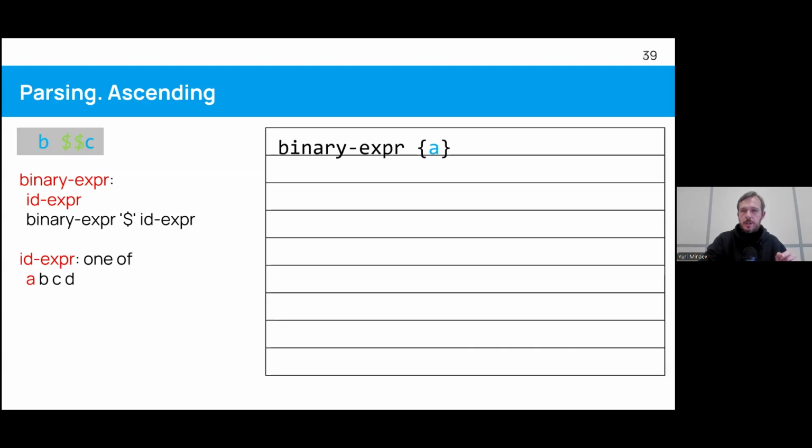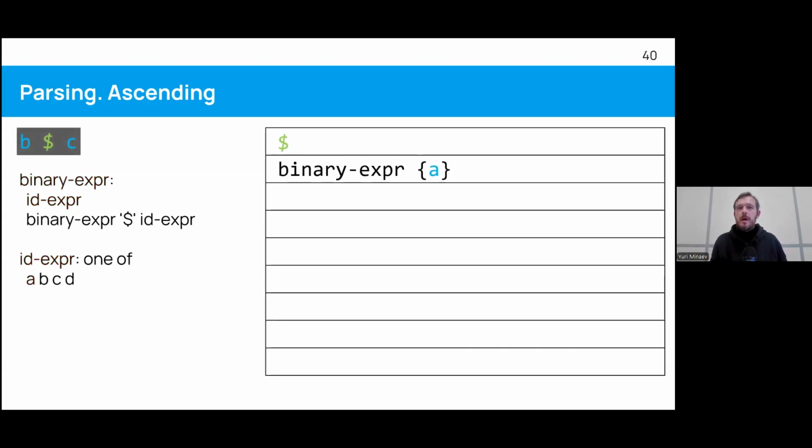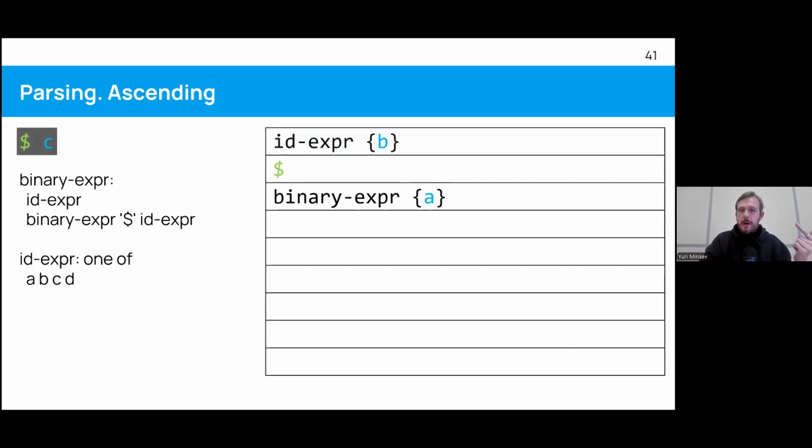So we shift our operator to the state. We cannot reduce anything. Cannot reduce this state into anything. So we decide to shift again. And we take another ID expression, put it to the state. And now, according to this grammar rule, we can reduce binary operator ID into another binary.